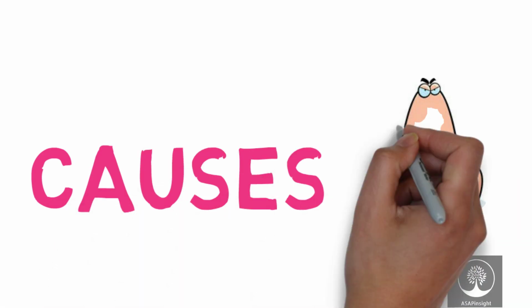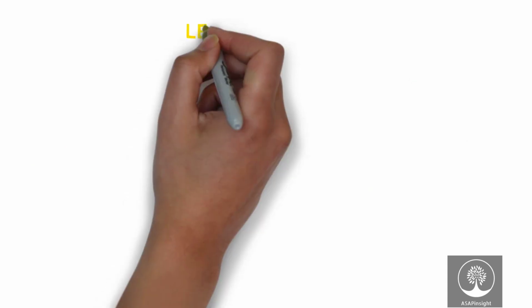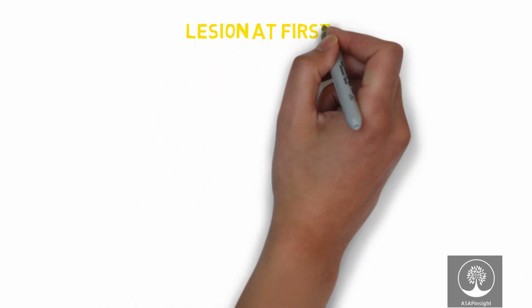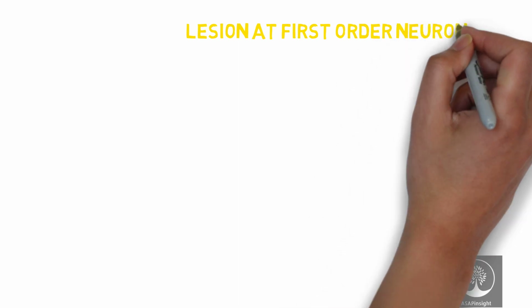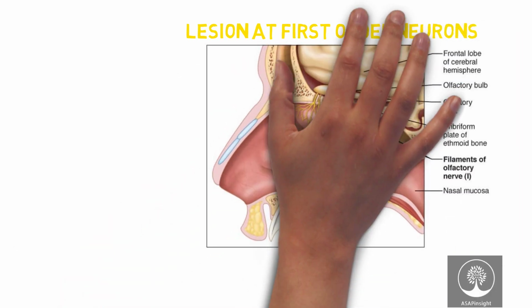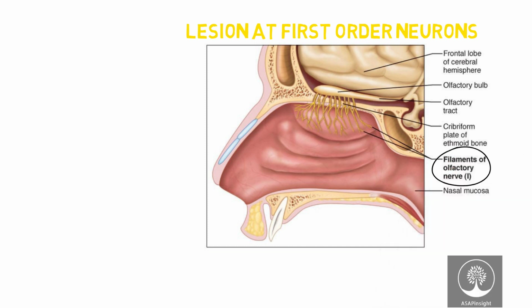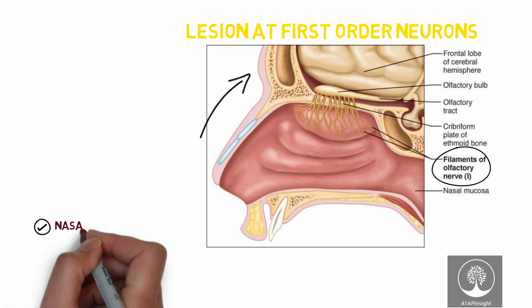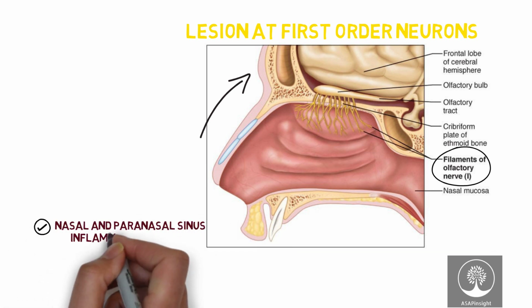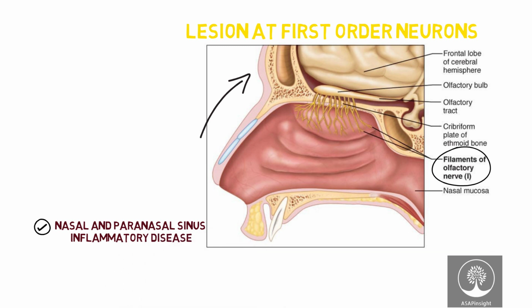Let us now discuss the causes of these impairments at each level. Lesion at first order neuron. This indicates lesion at the level of olfactory receptor cells. These markings show the location of nasal and paranasal sinuses. There could be an inflammation of these sinuses due to bacterial, viral or fungal infections, and result in nasal obstruction. This is also accompanied by facial pain, fever, and headache.